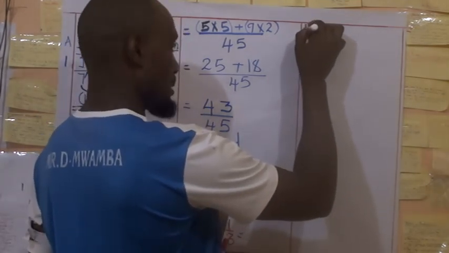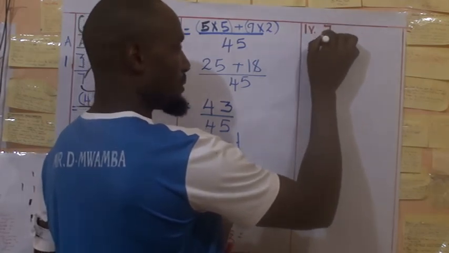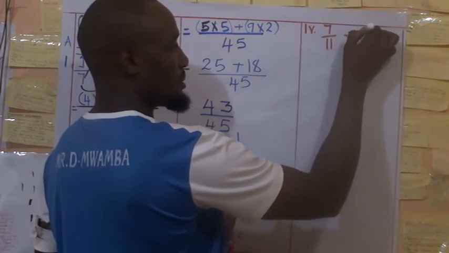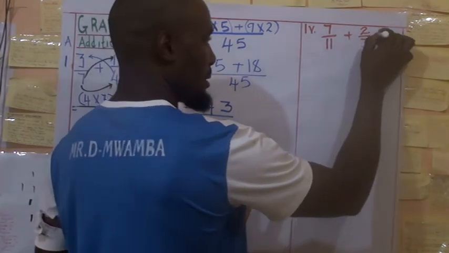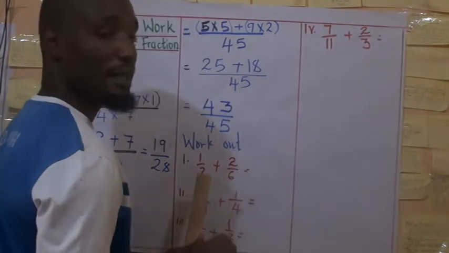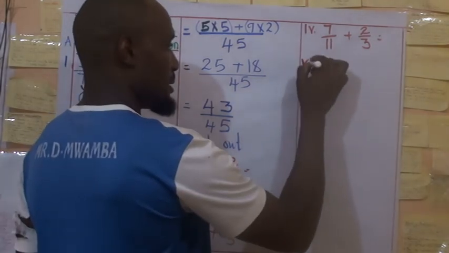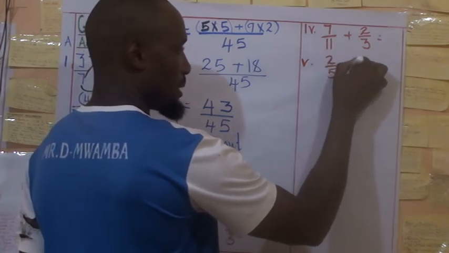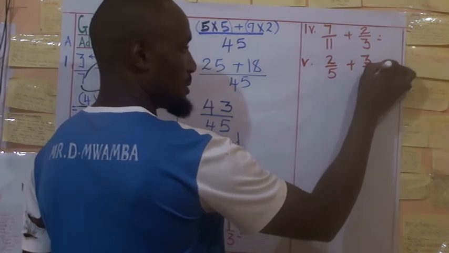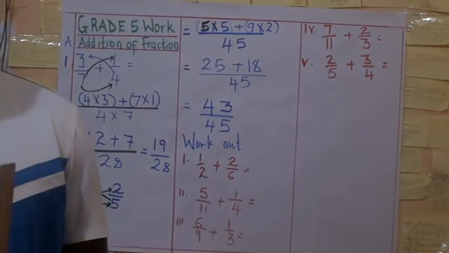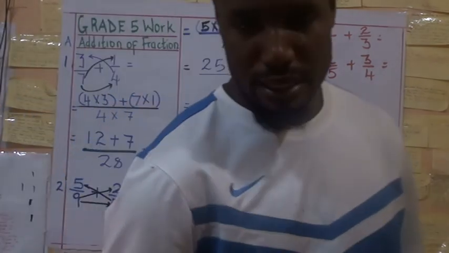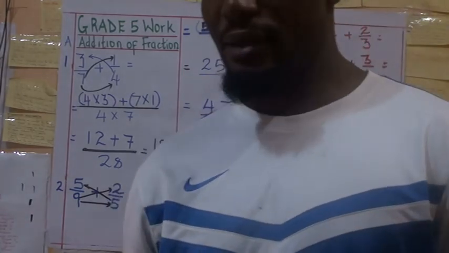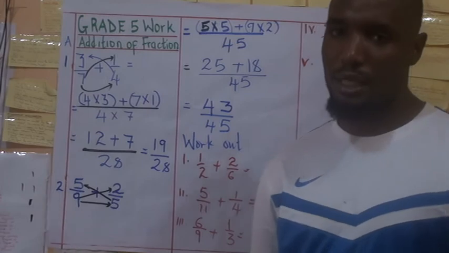And number 4, 7 over 11 plus 2 over 3. Then number 5 is 2 over 5 plus 3 over 4. Try this, and remember, after doing this, try your best to take a photo of it, send me on my WhatsApp number, or comment down there so that we can help each other to learn more.